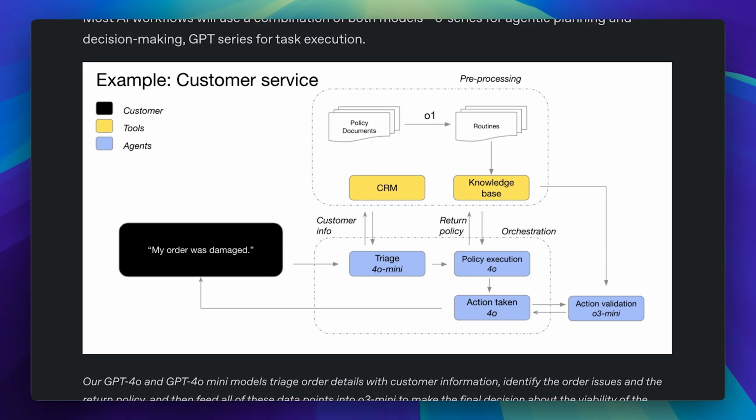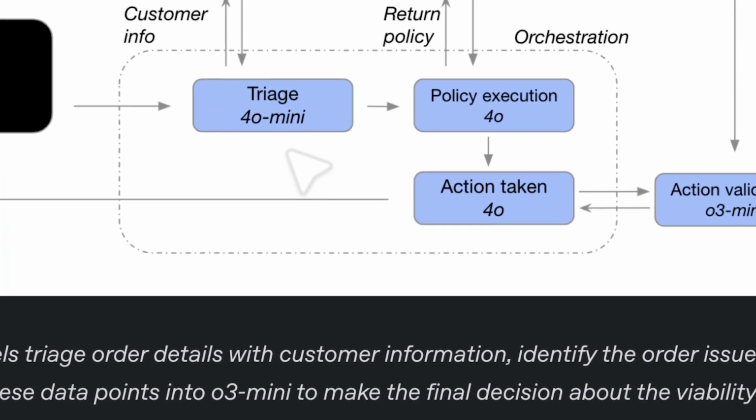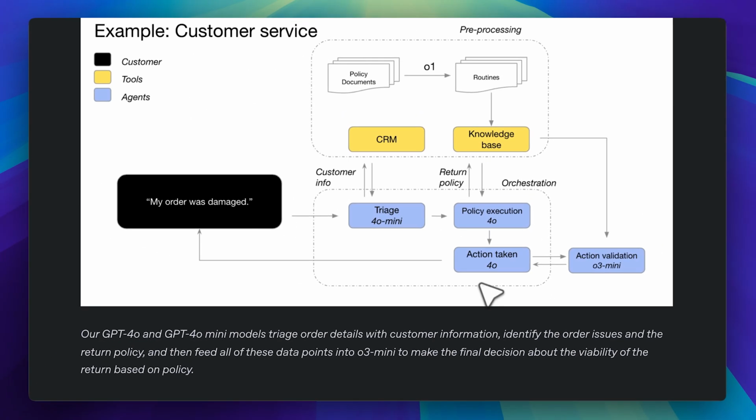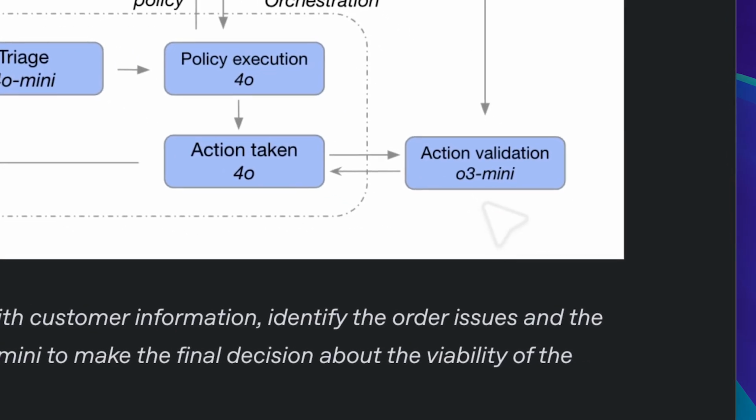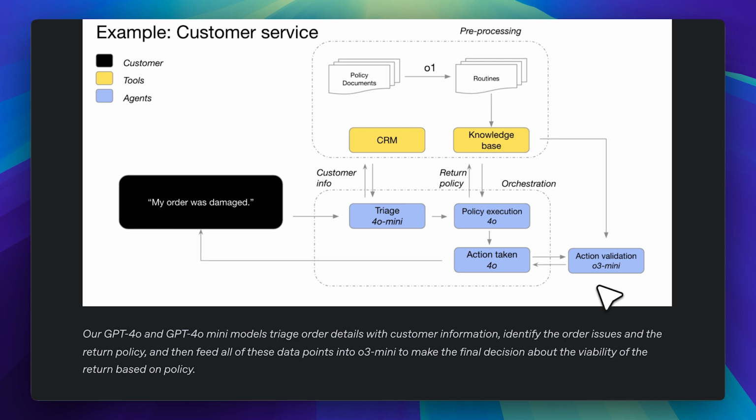Next, the actions are carried out by GPT-4o Mini, GPT-4o, and GPT-4o again, which execute the necessary tasks based on the generated routines. Finally, after these actions are completed, another reasoning model, O3 Mini, is used to validate the results. This example highlights how AI agentic systems are built by strategically combining both types of models: reasoning models for planning and structure, and non-reasoning models for execution and efficiency.